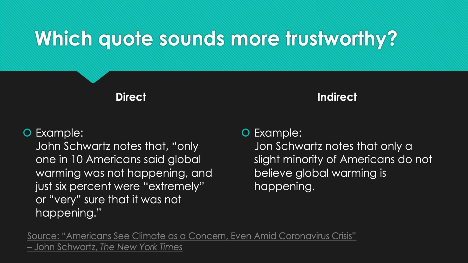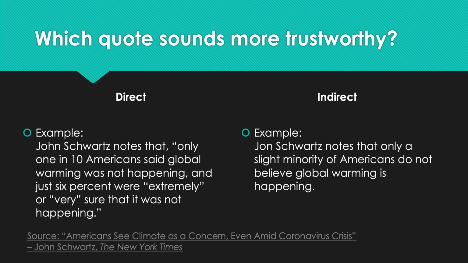Okay. Now, which one sounds more trustworthy to you, right? You have the direct quote on the left and you have the indirect quote on the right. Hopefully you chose the one on the left, right? The direct quote, because that's really the one that sounds more trustworthy, particularly because you can see we have statistics. It says only 1 in 10 Americans, and then later on it says 6%, right? We also have the wording from the interviews that were given. So extremely or very sure that it was not happening, right?